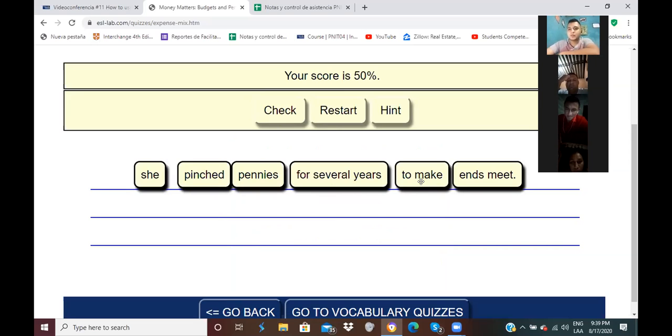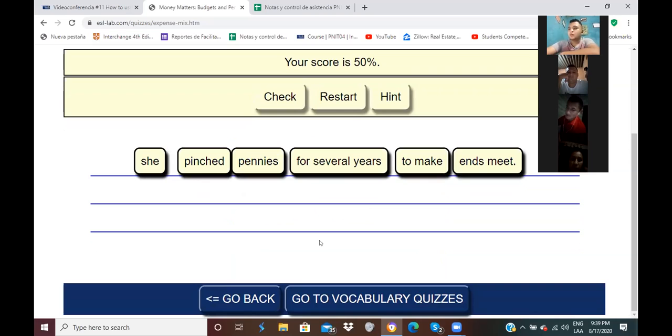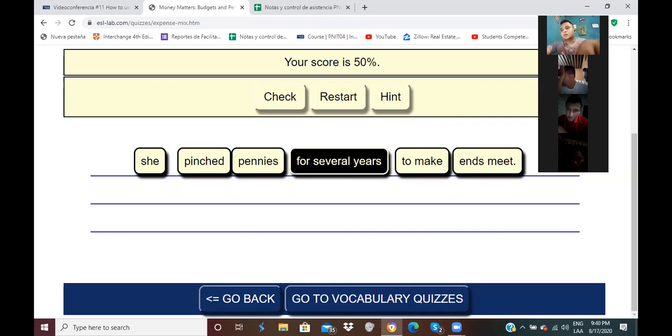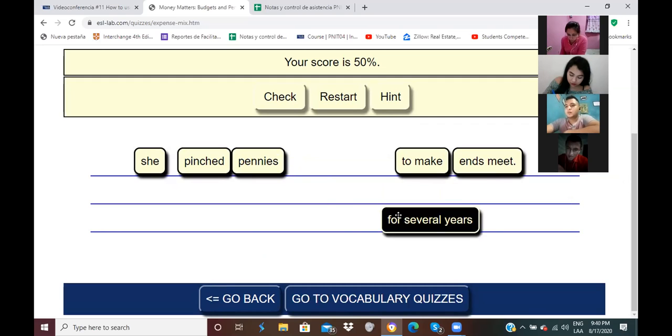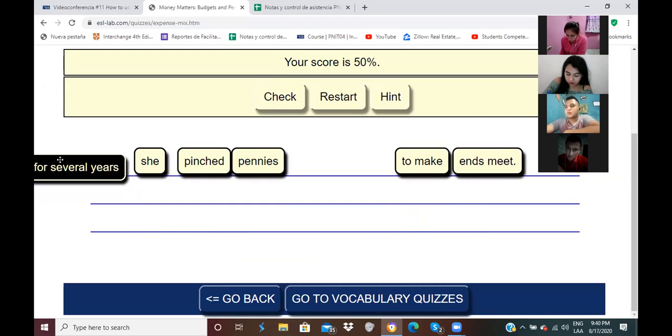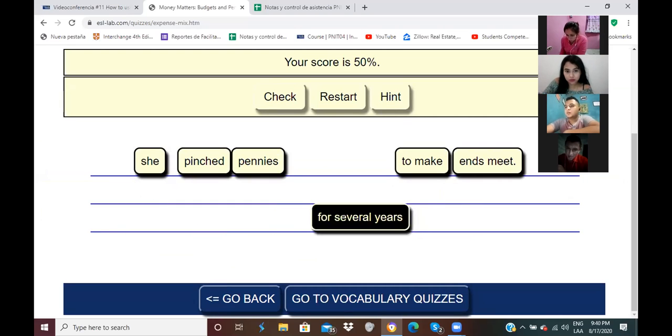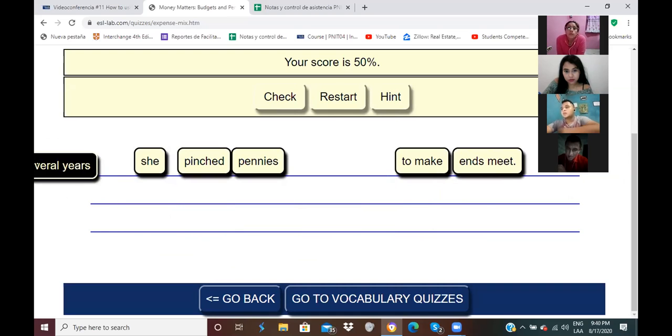Very good. Any questions? Somebody? Okay. Hi, teacher. Y se podría hacer de diferente manera la misma oración dando el mismo significado con las mismas palabras. Sí, cambiándole el for several years al final, o for several years al principio. Esta frase se puede combinar al medio, al frente o al final.